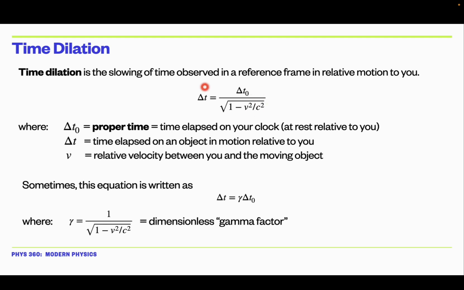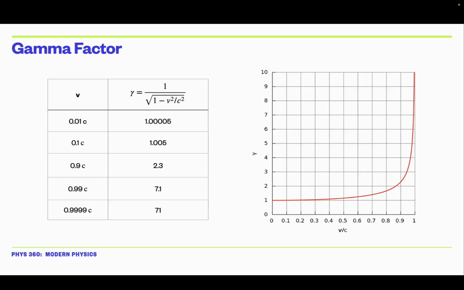Frequently, this expression is written in a simpler form. It's written as delta t equals gamma delta t naught, where we introduce this gamma factor as 1 over the square root of 1 minus v squared over c squared. So this is dimensionless. It doesn't have units. It's just a number, but it depends on the velocity. When velocity goes to 0, gamma is just 1. As velocity gets bigger, this thing diverges to infinity. In fact, we can see that on the next page.